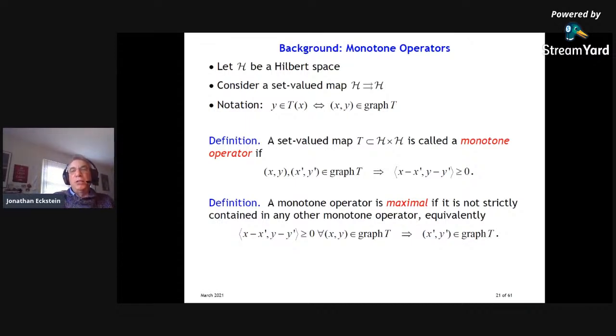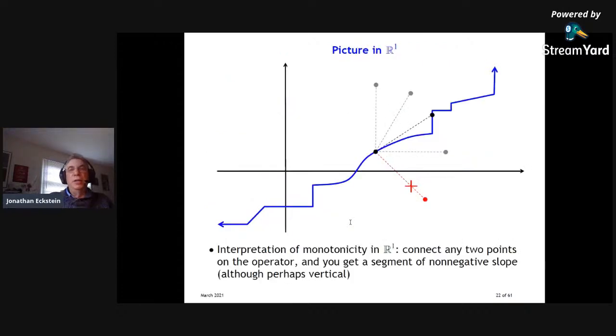And you say a monotone operator is maximal if it's not strictly contained in any other monotone operator. So basically you can't expand the image of any of the points without breaking this property. Okay. So if you have a picture in R1, it looks like the graph of a non-decreasing function, except it can have some vertical pieces. That inner product condition says I take any 2 points on this graph, the line segment connecting them must be vertical or horizontal or have a positive slope. It cannot have a negative slope.